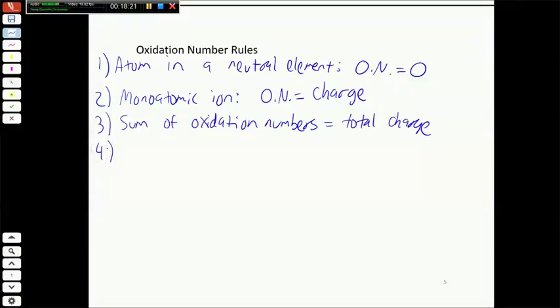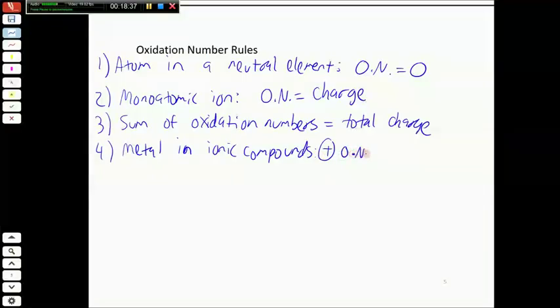Alright, and then extending from that, if we have an ionic compound, the metal in the ionic compound will always have a positive oxidation number. So ON is the abbreviation for oxidation number, and that's going to be equal to whatever its charge is in that compound. So if you have an ionic compound with any group 1 element, it would have a +1 oxidation number. An ionic compound with any group 2 element, that element would have a +2 oxidation number, or if it's a transition metal, it's going to vary depending on what the charge is in that compound. But whatever the charge of the metal is, that's the oxidation number.